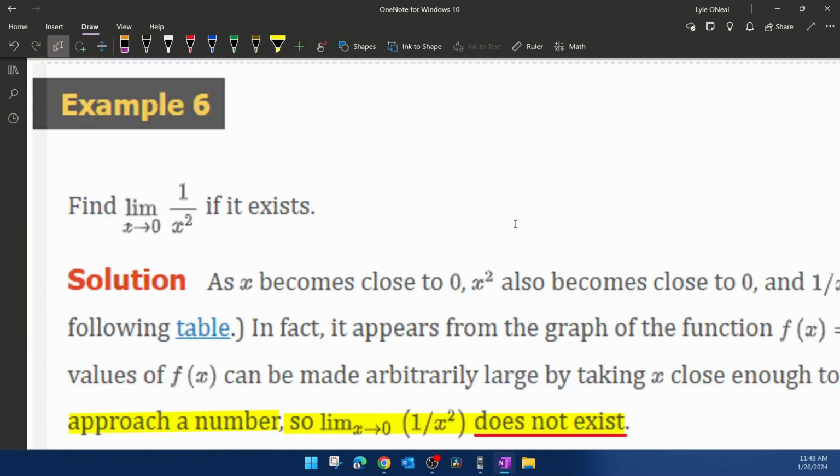So the example we're going to look at says find the limit as x approaches 0 of 1 over x squared. The 1 over x squared is our f of x, and we are approaching a value of 0. Now if you look ahead down here, it says that it does not exist. Let's go to Desmos and get an idea why.